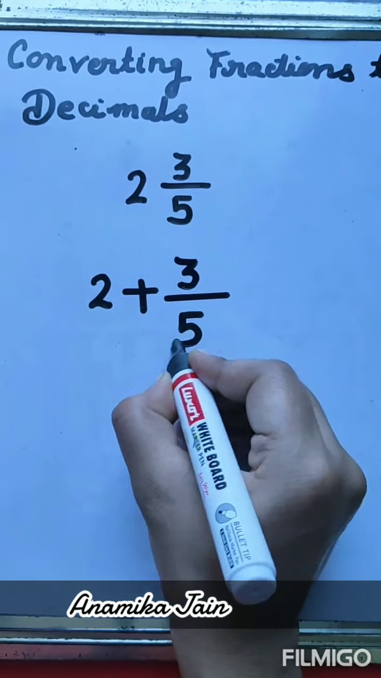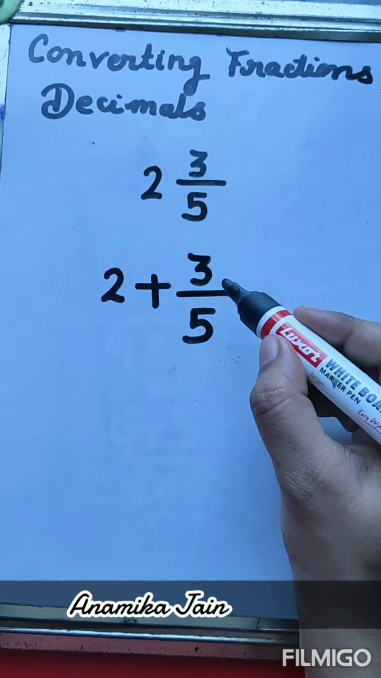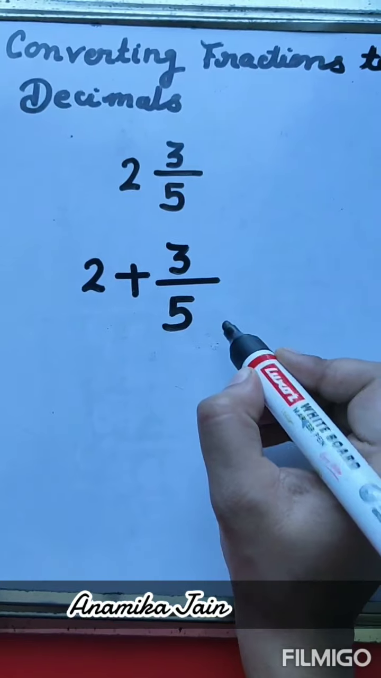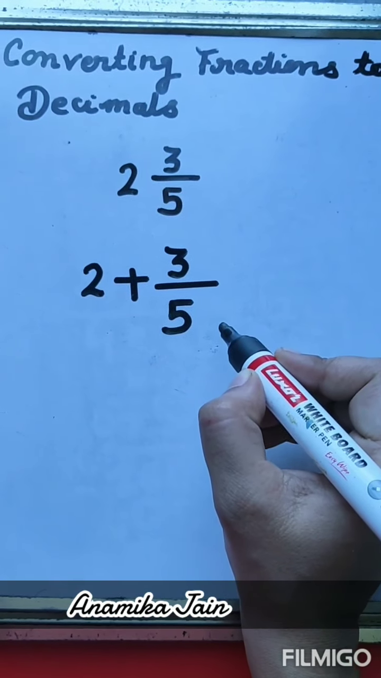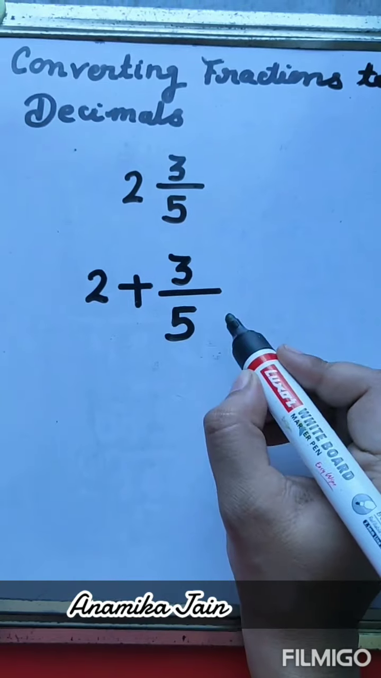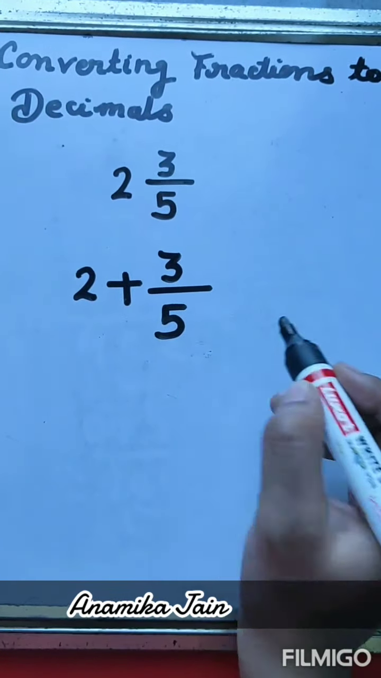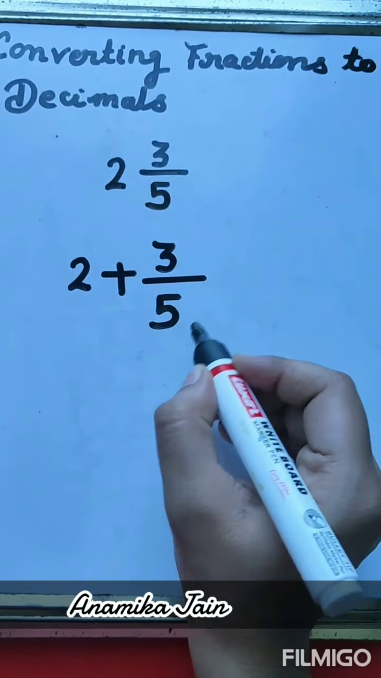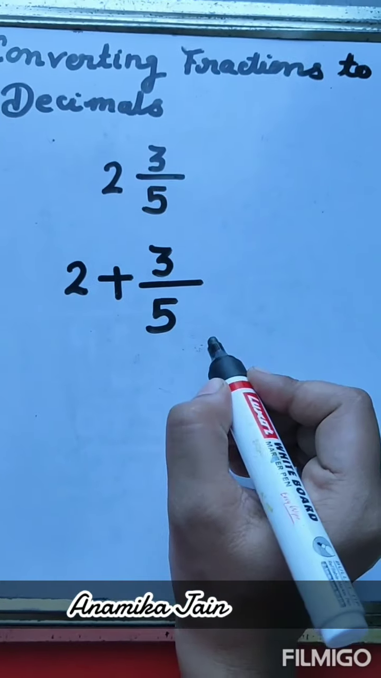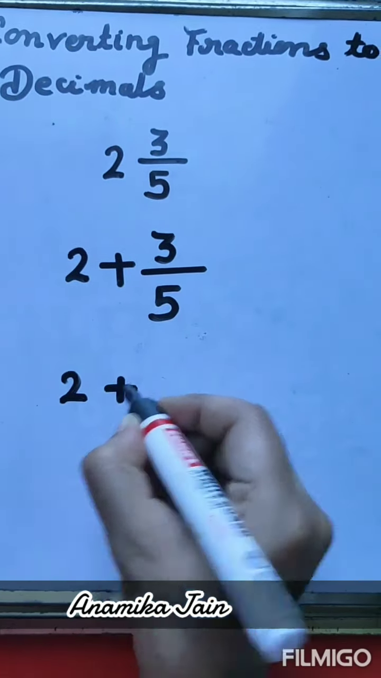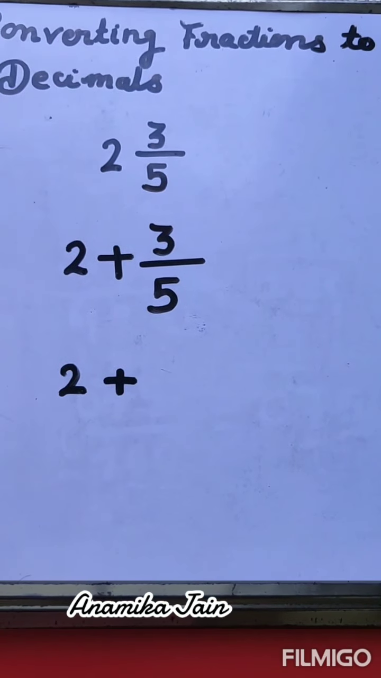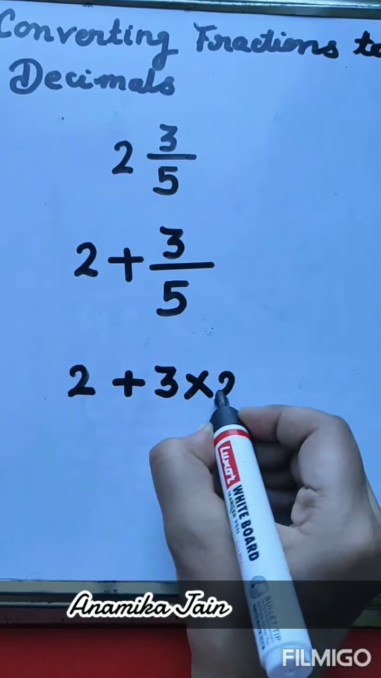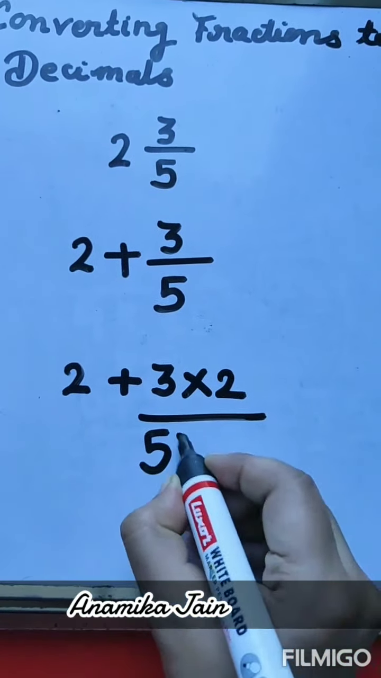3 by 5. Now children, we know that if the denominator is in the form of 10, 100 or 1000, we can easily convert this fraction into decimal. So we will make it equal to 10, 100 or 1000. For that we have to multiply 5 with 2. So 5 2s is 10. In the same way we have to multiply the numerator 3 with 2 also. So 3 multiplied by 2 and 5 multiplied by 2.